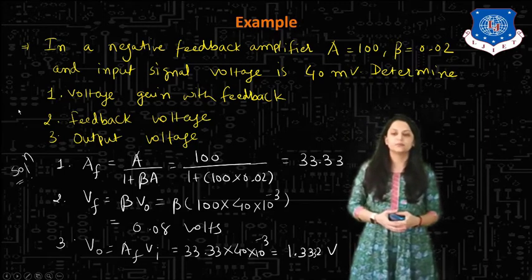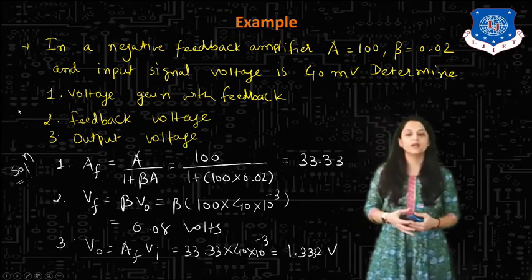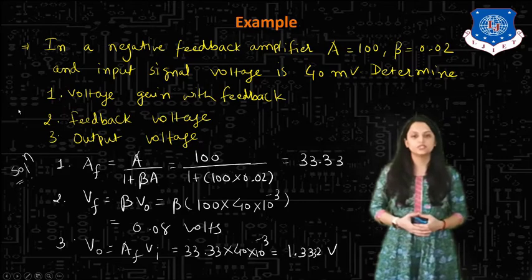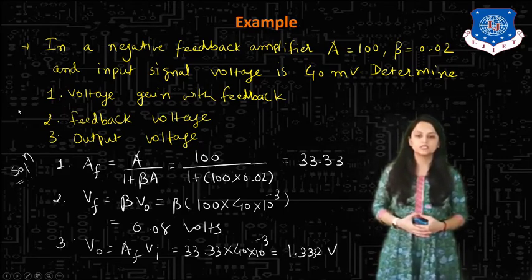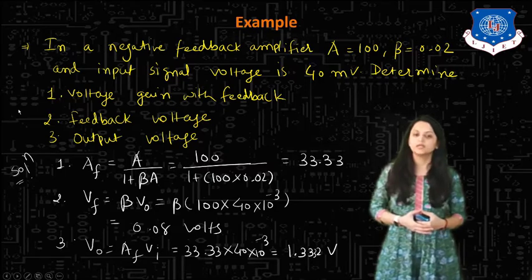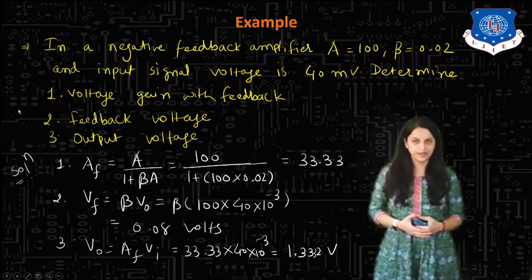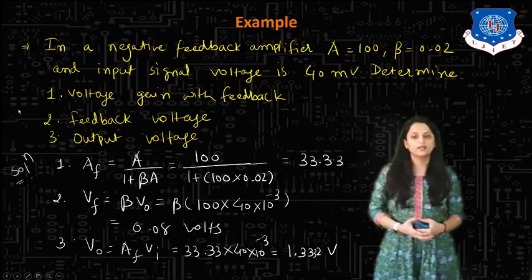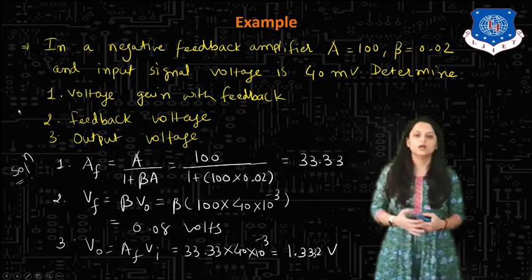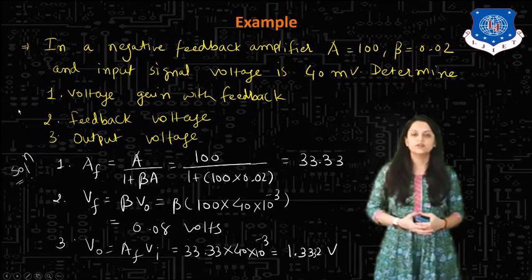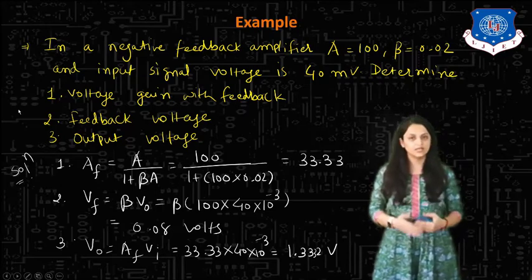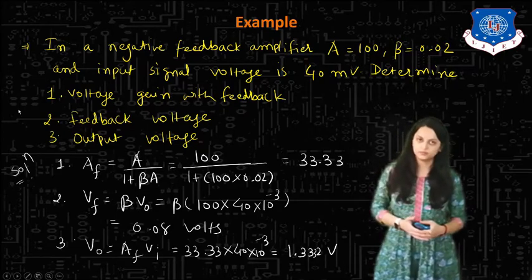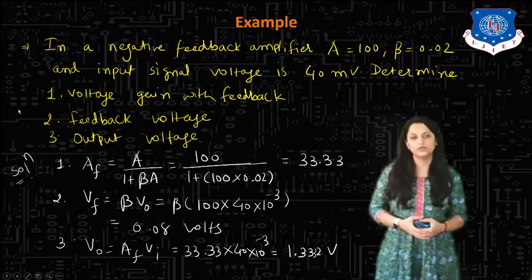Now let us see an example. In the given example, in a negative feedback amplifier, A is 100, beta is 0.02, and input signal voltage is 40 millivolts. Determine the voltage gain with feedback. That is the first question. Second, it is asked to find the feedback voltage, and third, the output voltage. So three things are asked: voltage gain with feedback, that is AF, feedback voltage, that is VF, and output voltage, that is VO.